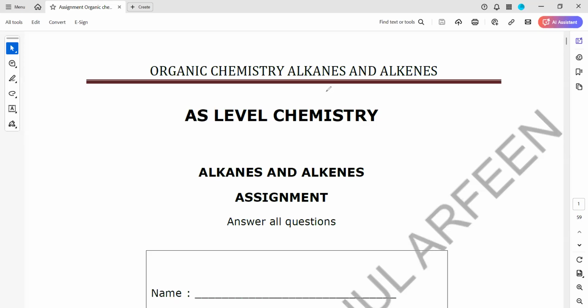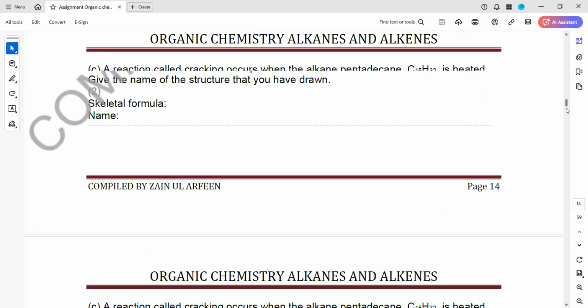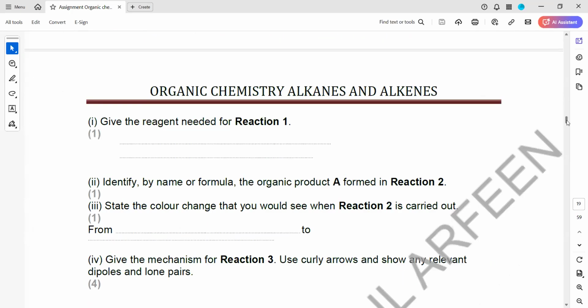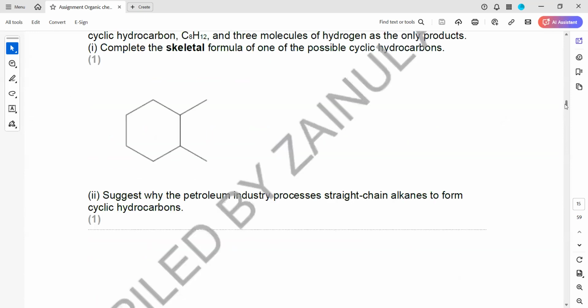So this whole exercise is related to alkanes and alkenes, and you will find the questions related to these topics. I'll start with question 33. It has MCQs as well as the structure questions.